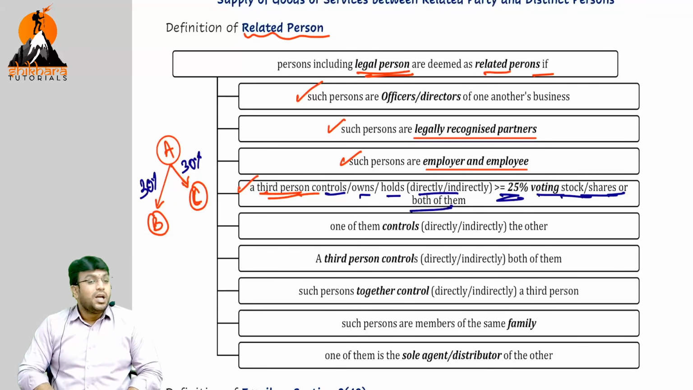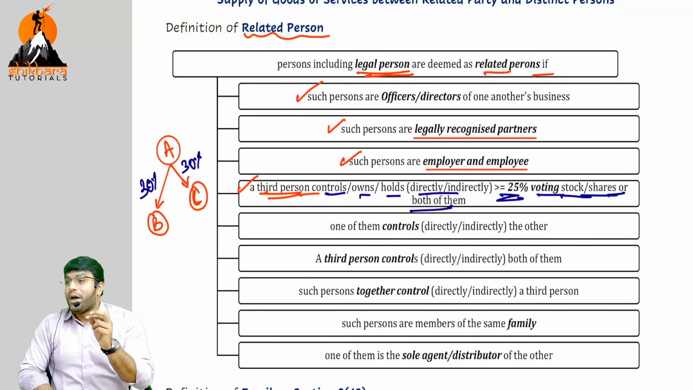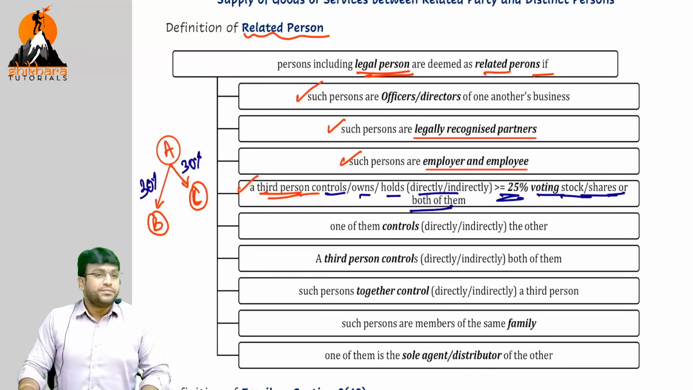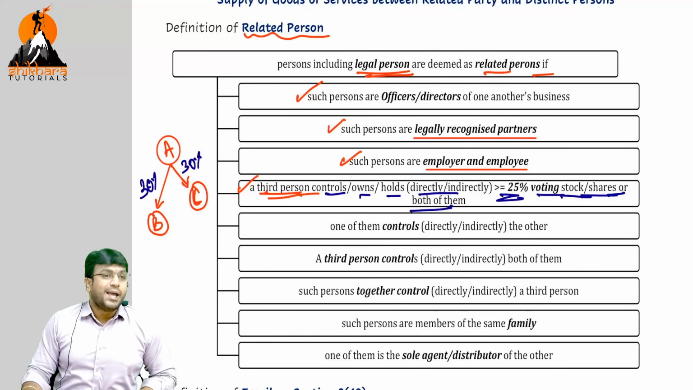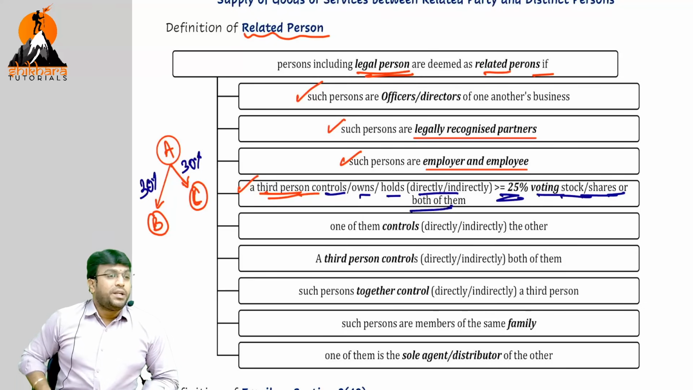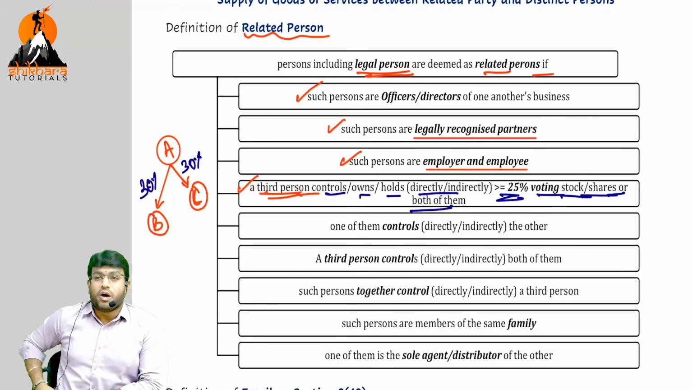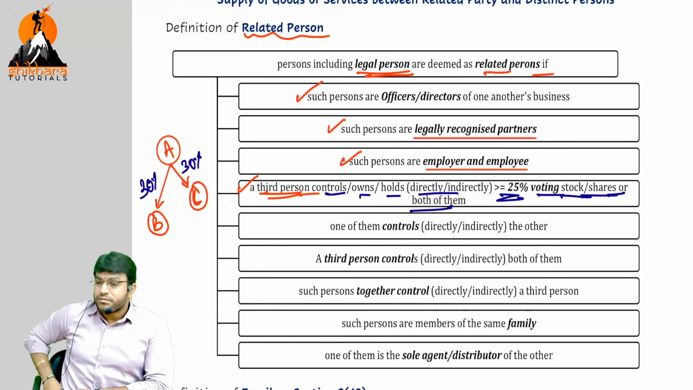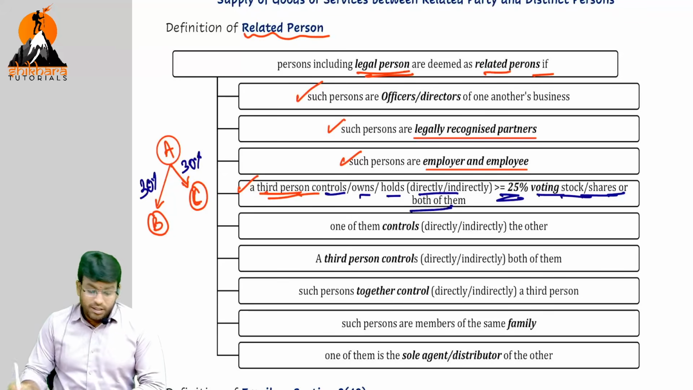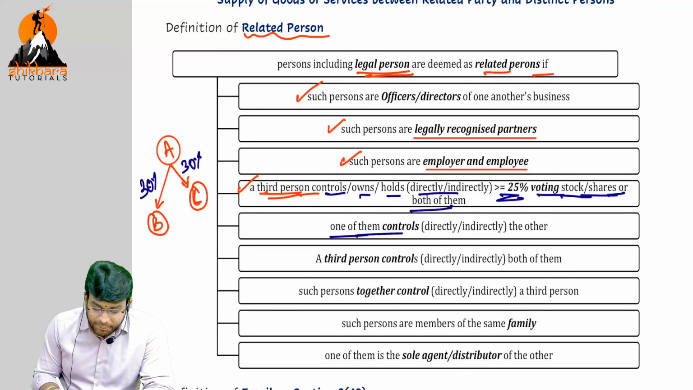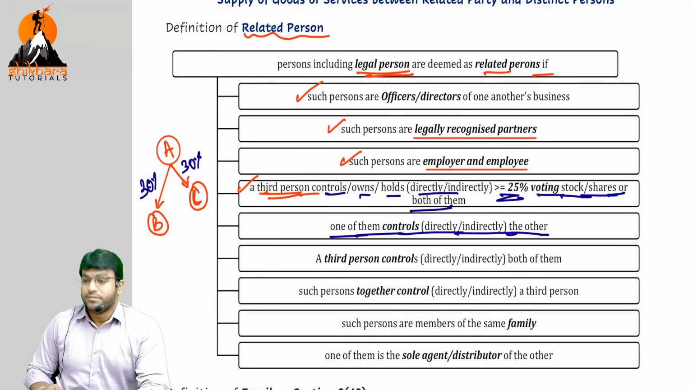First one, officers or directors in one another's business. Second, legally recognized partners, employer and employee. Next point, a third person controls, owns or holds how much percent? 25% or more of the outstanding stock or shares of both of them. I strongly believe we got clarity on this point, everyone. Next slide. One of them controls the other.